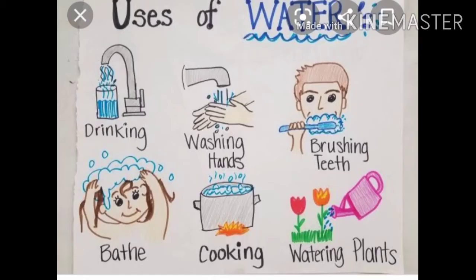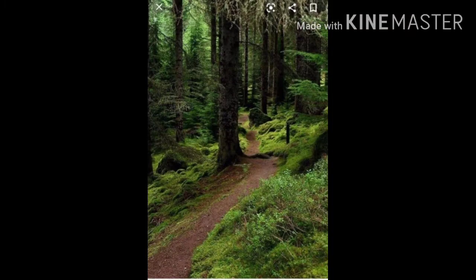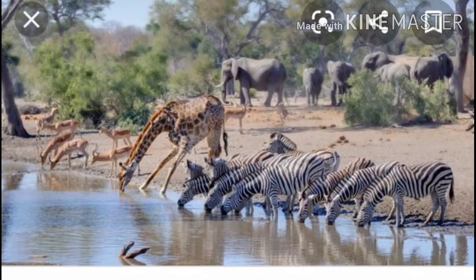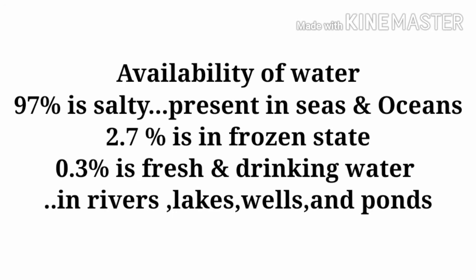Due to these properties, we can see how water is used for various purposes. Through these pictures, we can understand how water is useful to us for drinking, for planting, for animals to live, and so on. Let's discuss its availability on the earth.